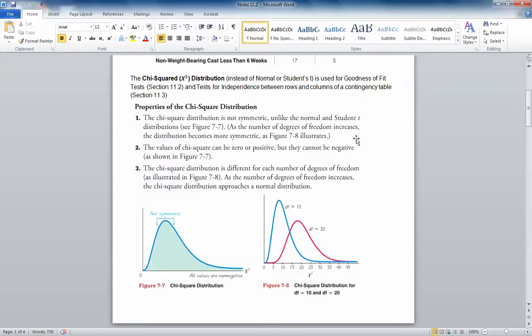The chi-squared distribution is not symmetric. It's not like the normal and student's t. As the number of degrees of freedom increases, the distribution becomes more symmetric. The values of chi-squared can be 0 or positive, but they cannot be negative. And the chi-squared distribution is different for each number of degrees of freedom. As the number of degrees of freedom increases, the distribution approaches a normal distribution. So all of the tests that we will be doing in chapter 11 result in a one-tailed test. The chi-squared is always going to be 0 or positive.